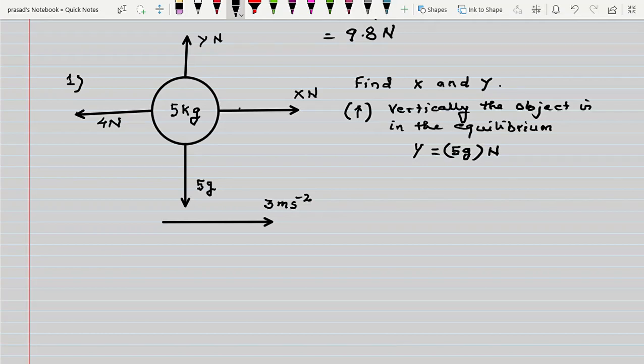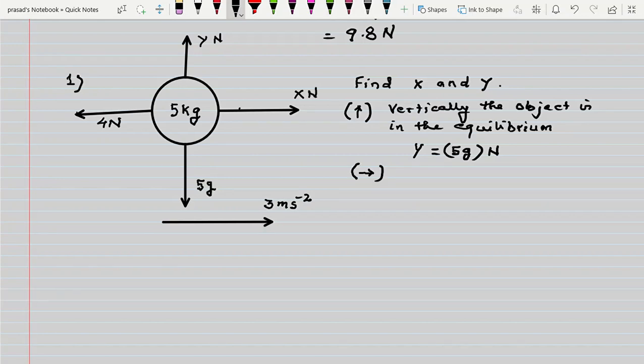Okay, 5g Newton is acting vertically upward, 5g acting vertically downward. So the resultant force vertically is 0 Newton. That means no resultant force is acting vertically. So the particle or the object is not accelerating vertically. Now let us consider the horizontal direction.